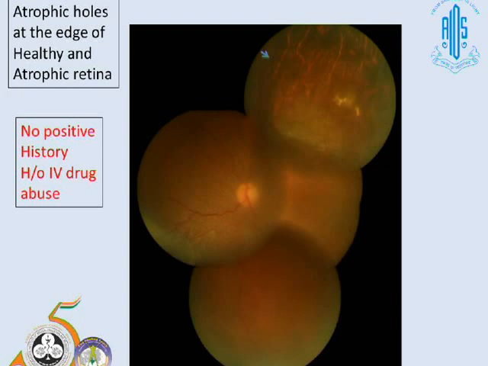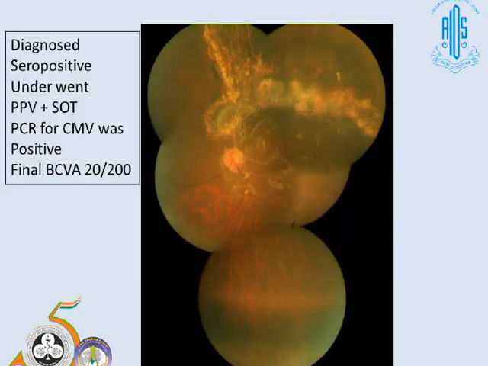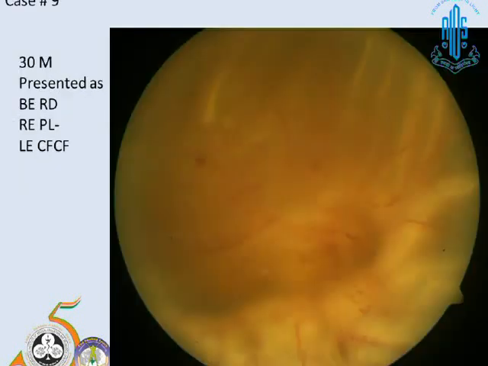Once you see the other eye, you see a detachment there, but with the detachment, what we saw was an atrophic area. Again, with atrophic areas with retinal detachment, we thought of HIV positivity in this patient, and he turned out to be HIV positive. He was operated, and this much we could salvage his vision, 20/200 actually. So the presence of atrophic retina gives us the clue that you are probably looking at a seropositive patient.